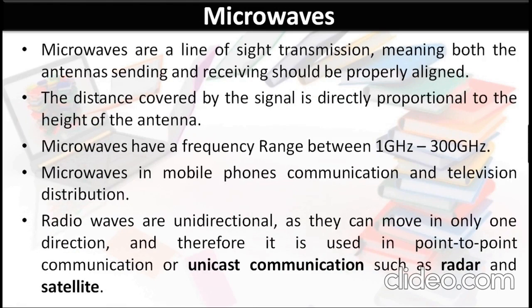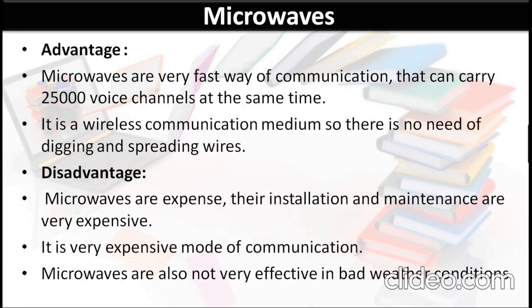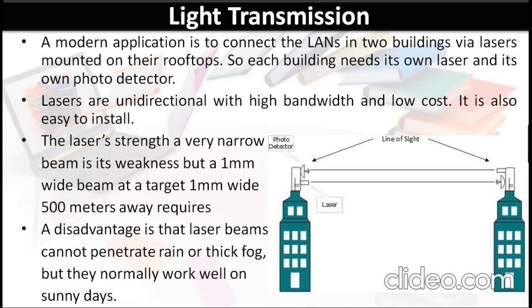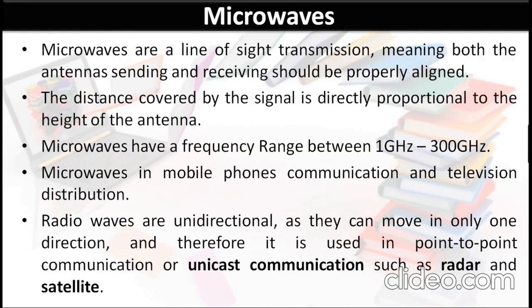Okay, so the third one, the most important, is the microwaves. The microwaves use a line of sight method of propagation. The meaning is both the antennas, the sending and the receiving, should be properly aligned. Okay, let me show you. This kind of figure means this kind of straight line of communication is required in the microwaves.